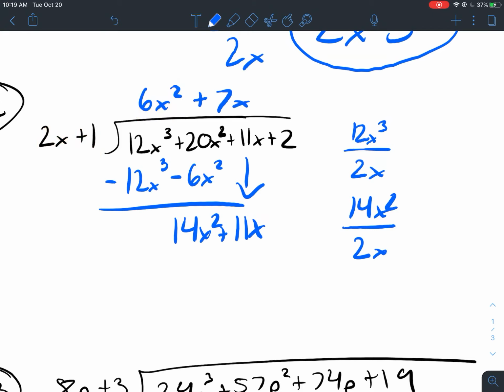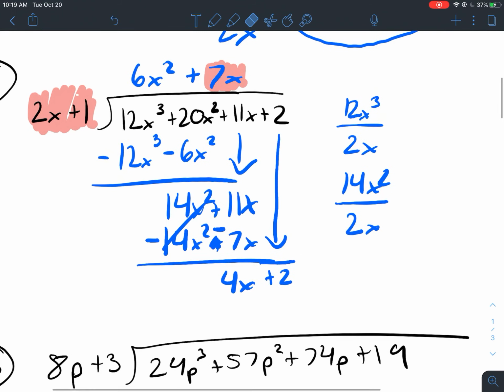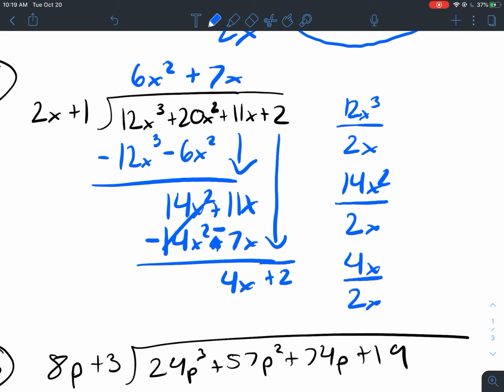Now I'm going to multiply my 7x by my binomial. So I get 14x squared plus 7x. Then I'm going to subtract, so I get a minus. This guy is going to become a minus. I get a 4x. Bring down my 2. All right, now we're going to look. I'm going to do 4x divided by 2x, and I get a 2.